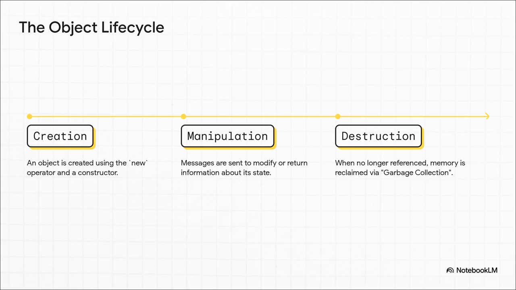It all starts with creation, where they're brought into existence, usually with a keyword like new. Then comes manipulation. For their whole lifespan, they're getting messages sent to them that change them or ask them for information. And finally, there's destruction. When the program is done with an object, a process called garbage collection comes along and automatically cleans it up to free up memory. Pretty neat.